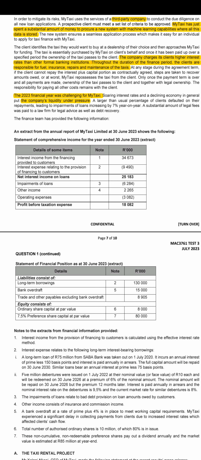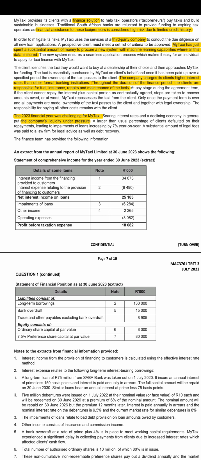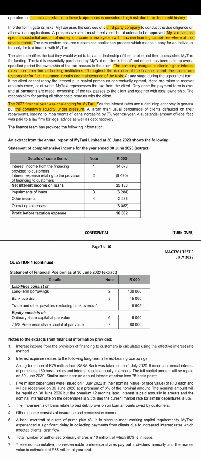Interest expense relating to the provision of financing to customers. So here we've been given detail on what this interest expense relates to. Because we wouldn't typically be borrowing money, so where does it come from? This is basically coming from the money that the entity would be borrowing from someone else in order to purchase the taxis. So there are two sources of this.